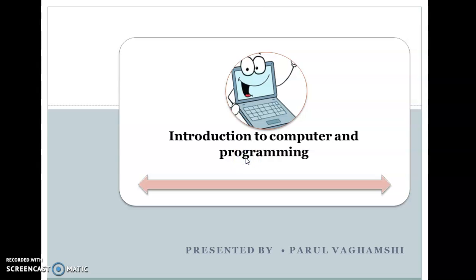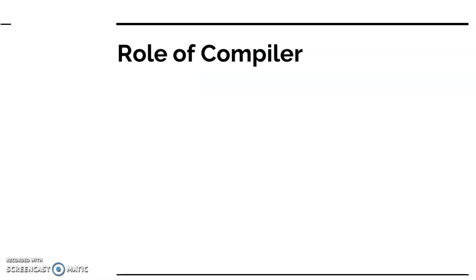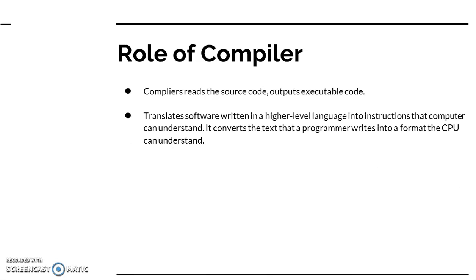Hello everyone, welcome back. In the previous video, we studied the concept of a compiler and an interpreter. So let us continue with the role of a compiler. A compiler reads the source code and outputs executable code. It translates software written in a high-level language into instructions that a computer can understand. It converts the text that a programmer writes into a format the CPU can understand.